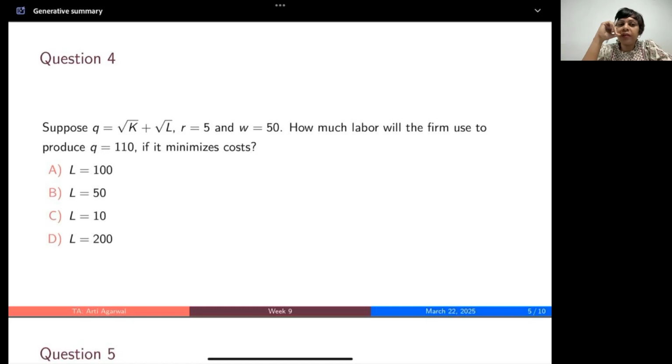So you're given only the production function and the prices of inputs, and the question is asking that for producing a certain quantity, Q equal to 110, and assuming obviously that the firm is minimizing costs, what is the quantity of labor required? I'll give you a few minutes to try and solve this, and then I will solve it.